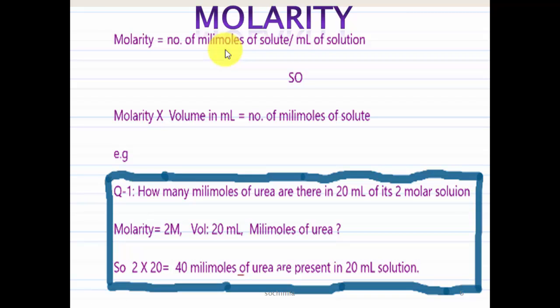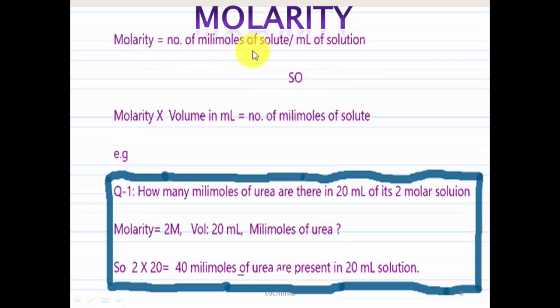Rather than moles, we are using the number of millimoles of the solute per ml of the solution. So both the factors from this equation are now reduced: moles are reduced to millimoles and liter is reduced to milliliter. This is also basically molarity, the same concept.